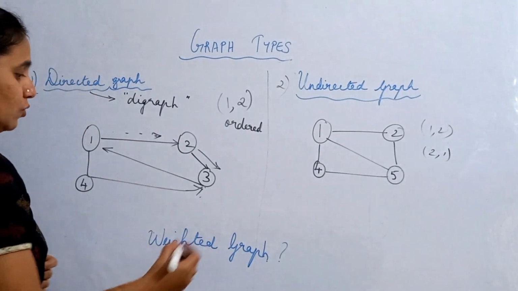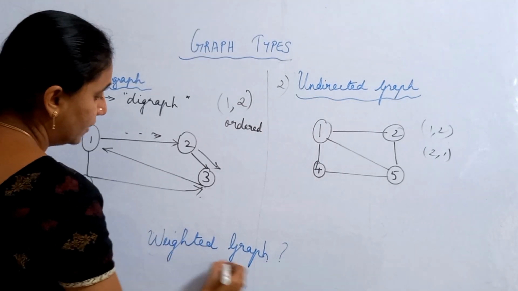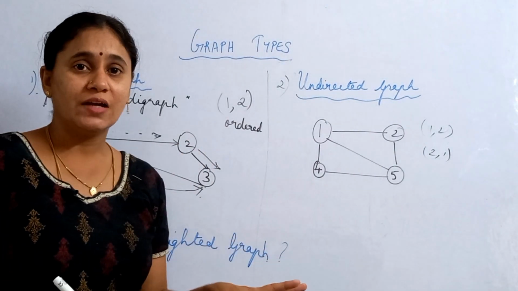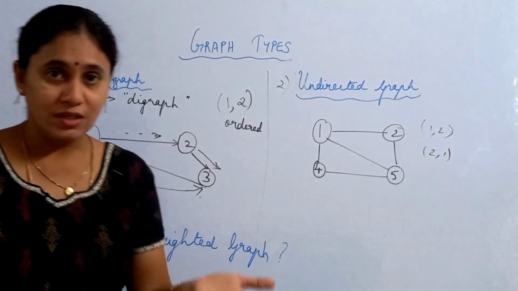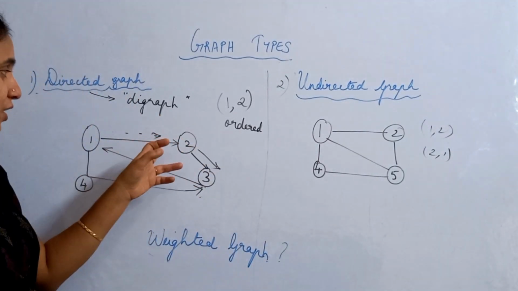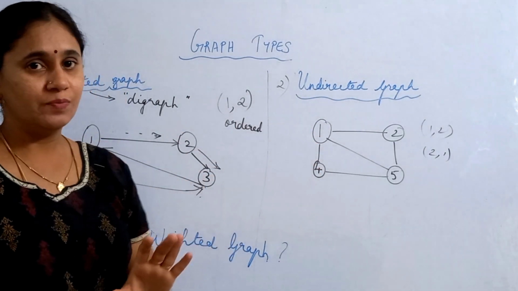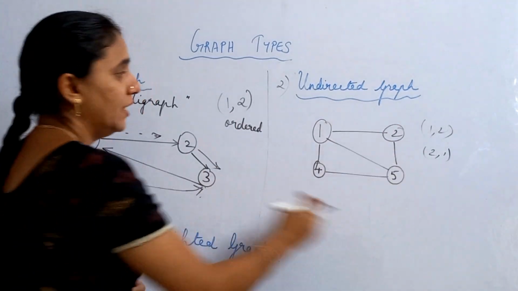Next we are going to see another graph, which is called a weighted graph. What is a weighted graph? A weighted graph is one in which we give a weight to each and every edge. For example, you take this graph.